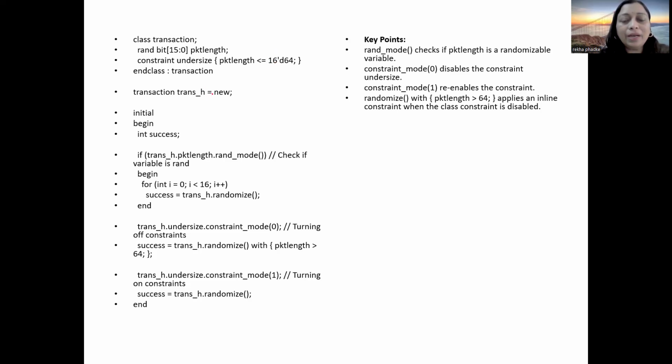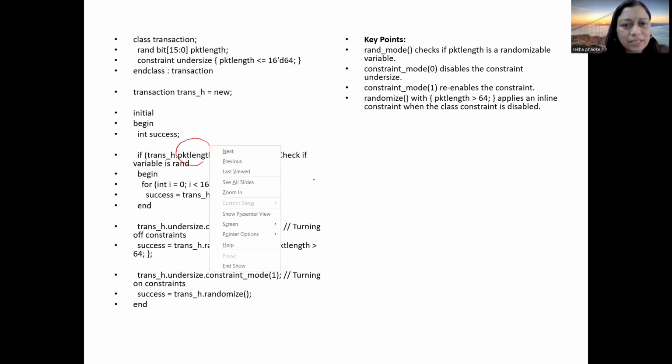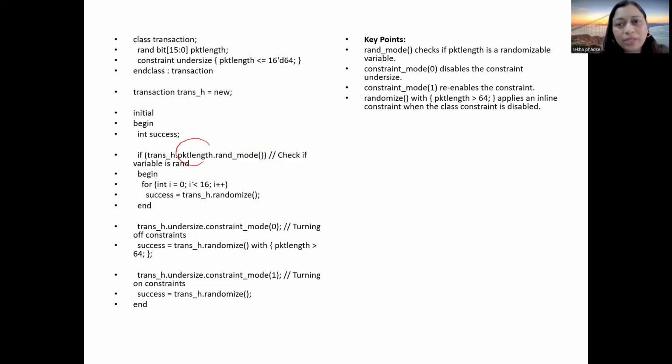Then I'm initializing a constructor. Inside the initial begin process, I've taken a local variable, int success. Then, if of trans_h.packet_length.rand_mode, I'm checking whether packet length is randomized. Yes, it's randomized because it's declared with rand, so this returns 1 because packet length is rand. So the if of 1 passes, and it goes to the for loop, which loops 15 times and randomizes 15 different values for packet length.